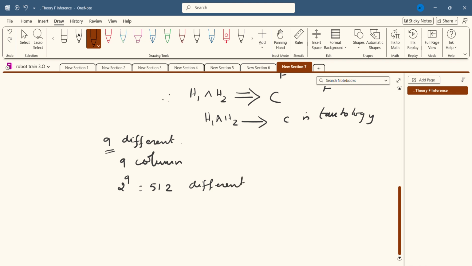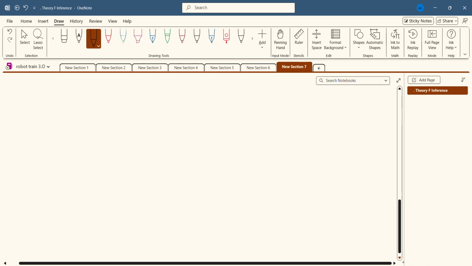512 rows. So it is not practical, is it? It is possible, but the work will be tedious. That's why we go for rules of inference. We have 10 rules of inference, and here I will list out all of them one by one.